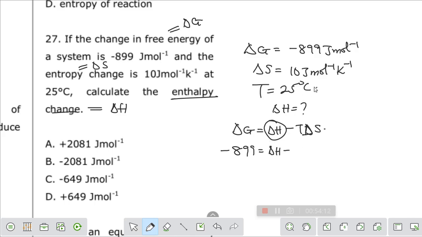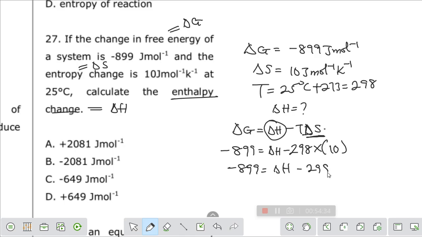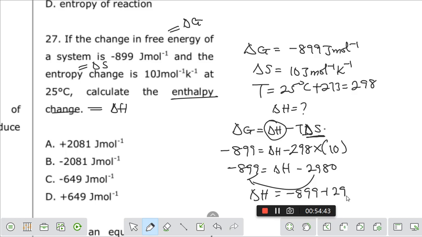Now what's my temperature? I told you you have to convert to Kelvin when you're under this topic, except when you are under specific heat capacity like in physics, where you don't need to convert. So delta S was 10 joule. So just say minus 899 now equals delta H minus 2980. So you bring this to this side. So your delta H will now be equals to what? Minus 899 plus 2980.